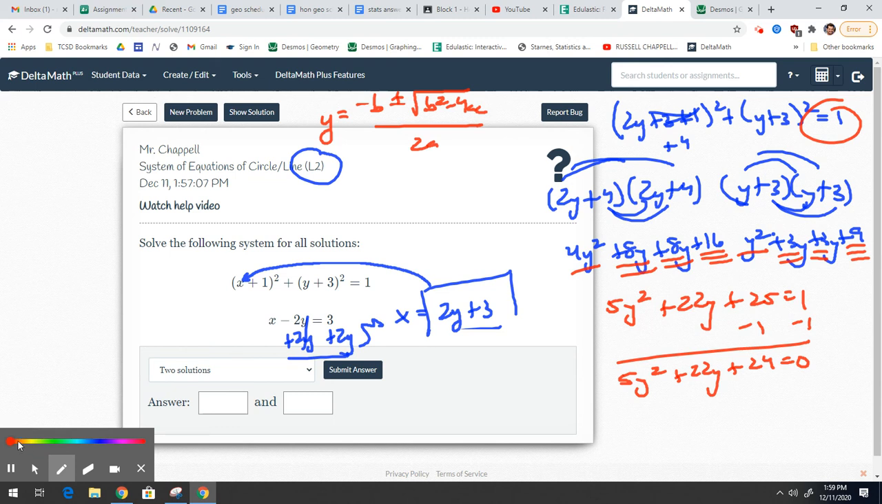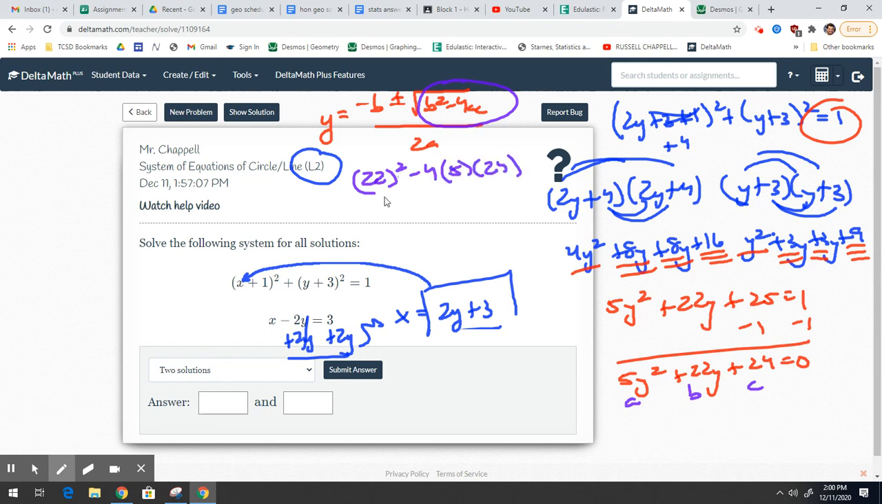Now, I always like to start with the discriminant, the b squared minus 4ac. So that's where I'll start. In this equation, a is 5, b is positive 22, c is positive 24. So I'm going to do 22 squared minus 4 times 5 times 24. When you multiply that out, you do get 4.